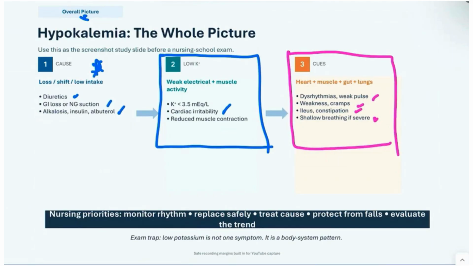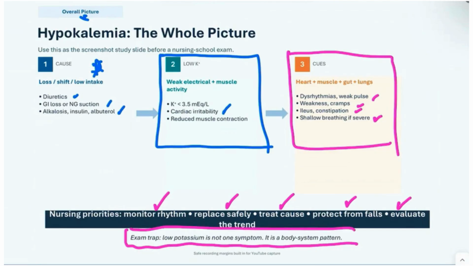Now, bring that into your nursing priorities, right? Monitor the cardiac rhythm when indicated. It's very, very important. Replace potassium safely, identify and treat the cause, protect a weak patient from falls, so remember fall precautions, and evaluate potassium trend along the patient's clinical response. And here is an exam trap that I want to share with you all.